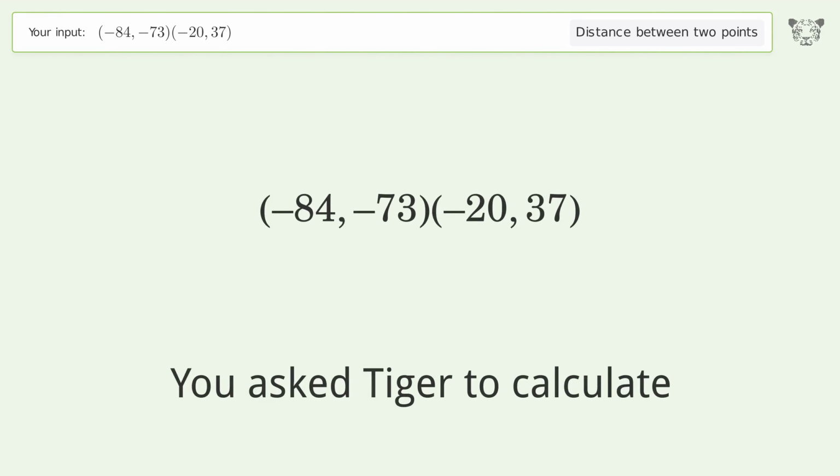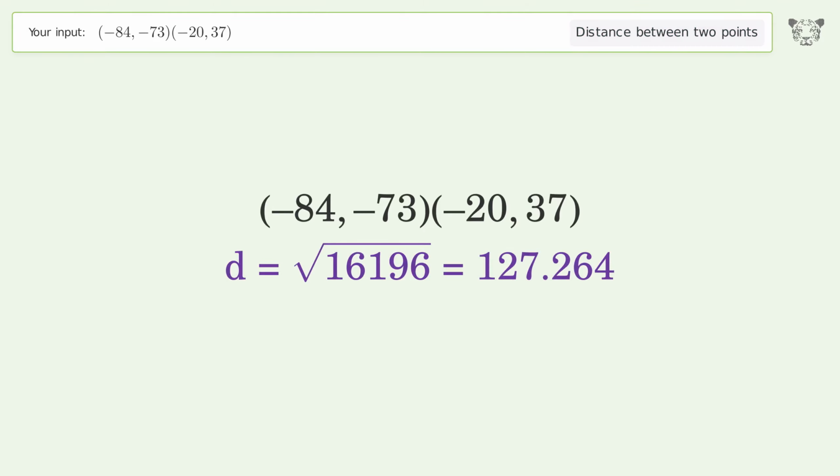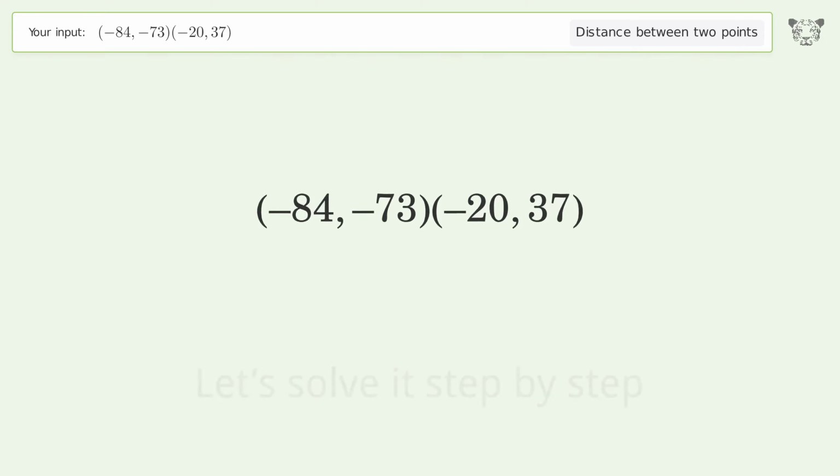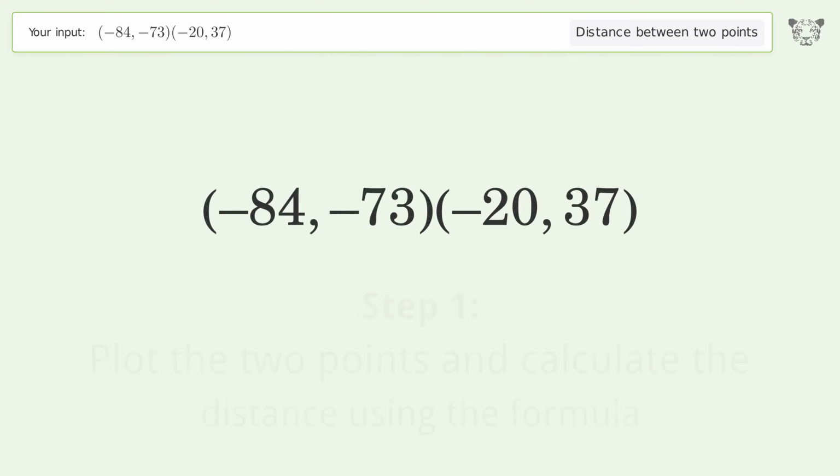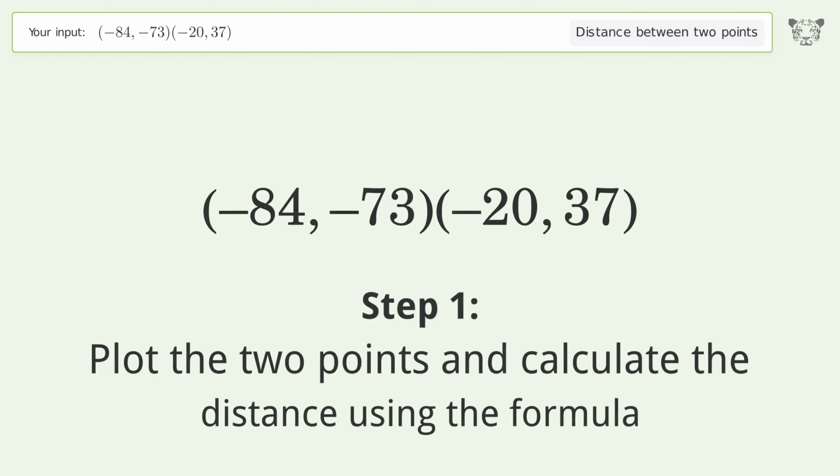You ask Tiger to calculate. This deals with the distance between 2 points. The distance between the 2 points is the square root of 16,196, or 127.264. Let's solve it step by step. Plot the 2 points and calculate the distance using the formula.